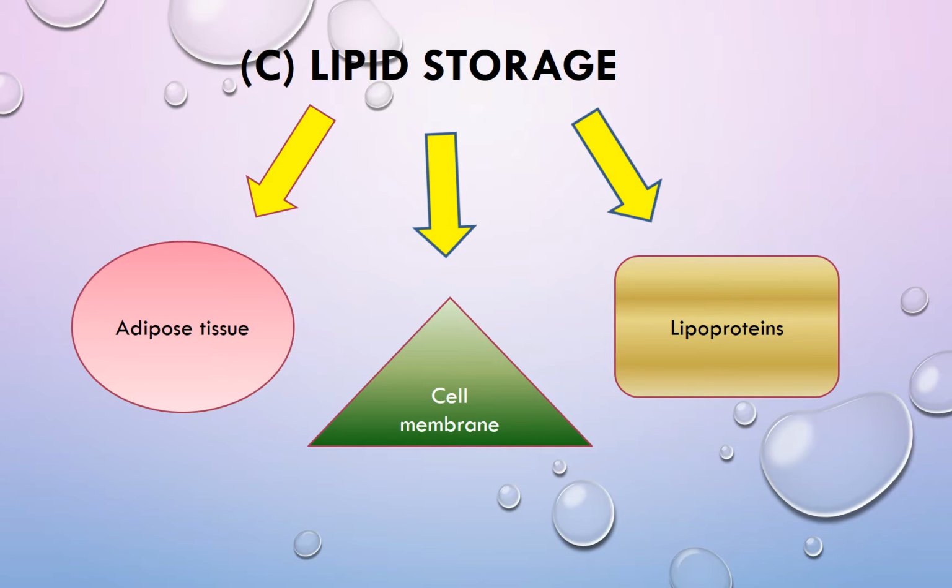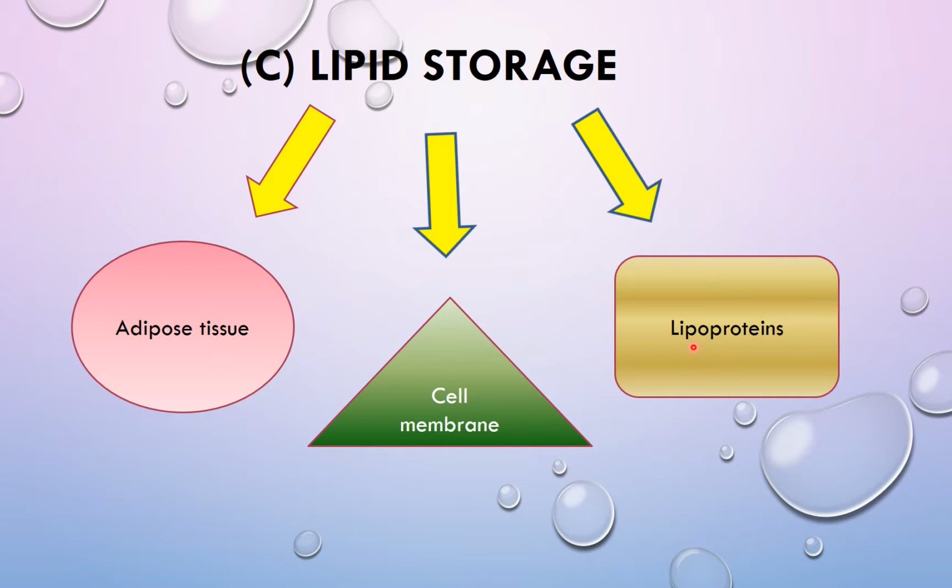Third, lipid storage. The lipid will be stored in the adipose tissue. Adipose tissue is the main site of storage, and lipids are stored in the form of fatty globules and triglycerides. Cell membranes also store lipids in a small amount. The lipids are in the form of phospholipid bilayers, which give the cell its structure.